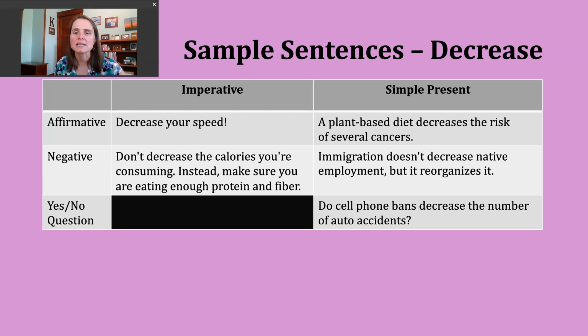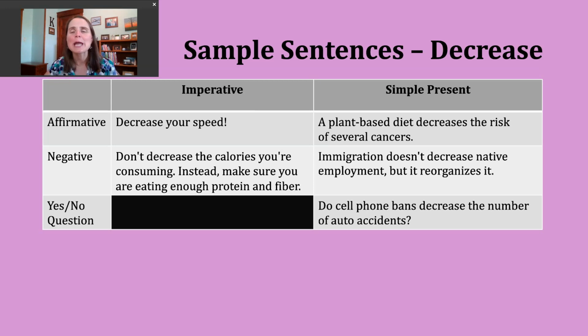Here's another example sentence. Immigration doesn't decrease native employment, but it reorganizes it. Okay? The sentence is saying it's not lowering the number of jobs for people who are born in a particular country, right? But it does sort of shift employment. It might open up some different kinds of job opportunities.